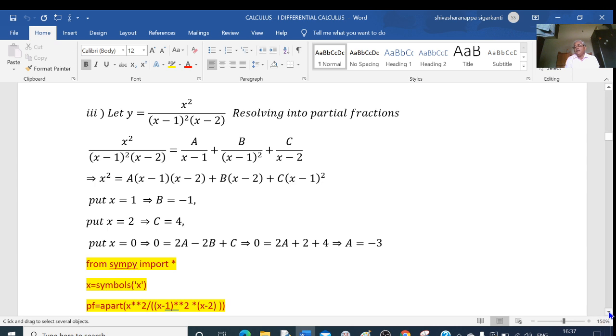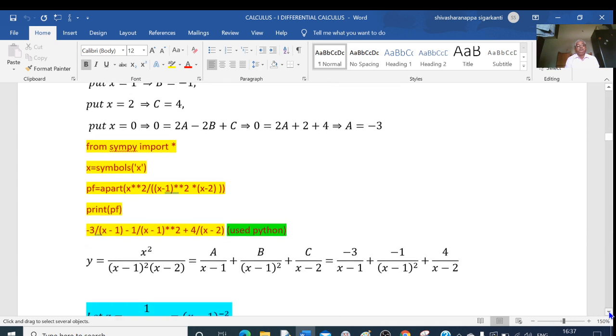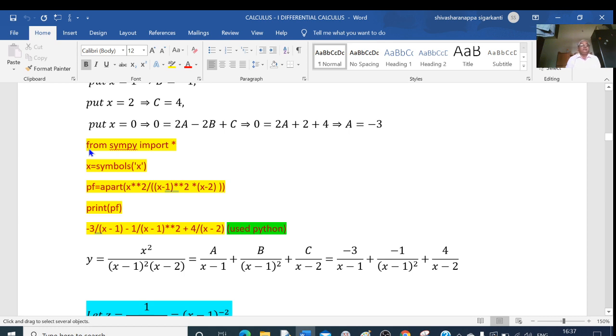And this can be obtained by Python programming. This similar program: from SymPy import star, x equal to symbols, pf apart, write the equation: x square divided by x minus 1 whole square into x minus 2. Then print pf. I am getting minus 3 by x minus 1, minus 1 by x minus 1 square plus 4 by x minus 2. Values of a, b, c: minus 3, minus 1 and c equal to 4.